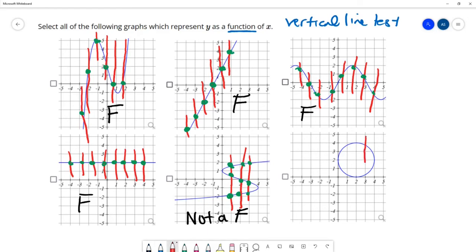On this one here, we draw vertical lines on the circle. Some of these vertical lines are intersecting in more than one place. So that violates the definition of a function, and this circle is not a function. So we would select these 4 graphs to represent functions, y as a function of x.